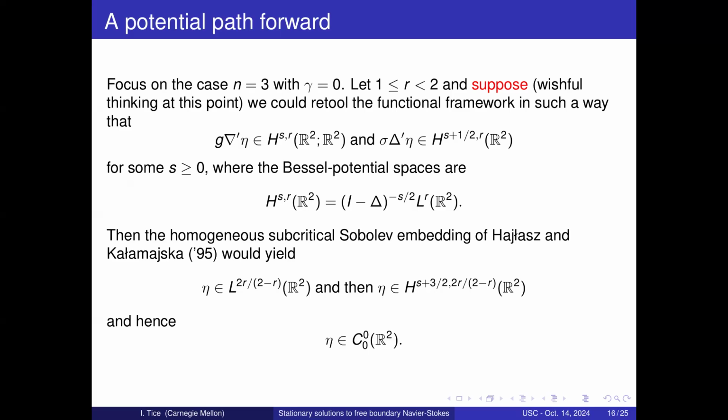And if you combine the indices in the right way, what you will then get out of this is that eta itself is in some standard Bessel potential space. And then if the numerology is right, you can use that to guarantee that you not only have a function, but a continuous and bounded function that goes to 0 at infinity. So the whole point of this is if you could somehow retool the functional analytic framework to not work in L2-based spaces, but LR-based spaces, there would be some hope for this working.